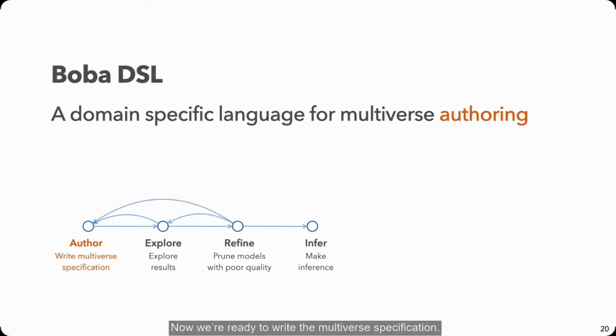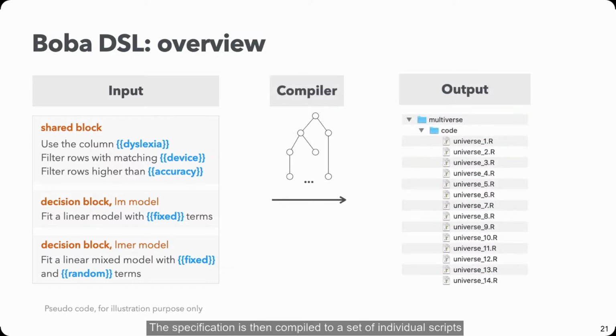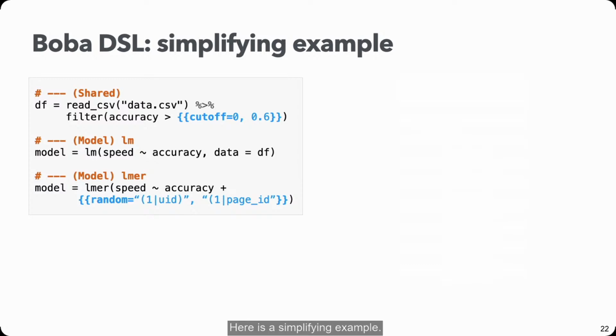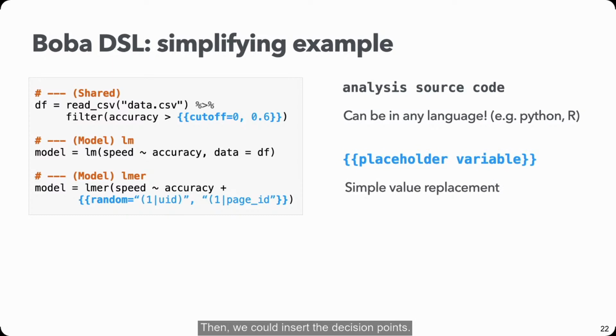Now we are ready to write the multiverse specification. Boba provides a domain-specific language to help with authoring. With the DSL, we only need to write a shared portion of the analysis code once, and we can annotate the code to indicate decision points and alternatives. The specification is then compiled to a set of individual scripts, each corresponding to one path in the multiverse. Here is a simplifying example. First, we can write the analysis code in any programming language, such as Python or R. Then, we could insert the decision points.